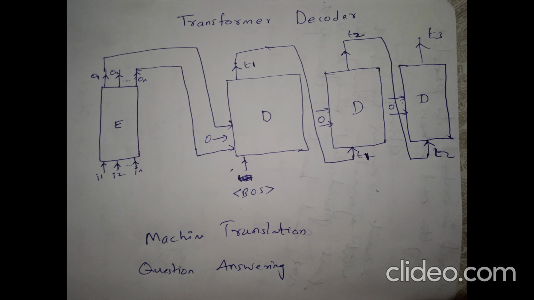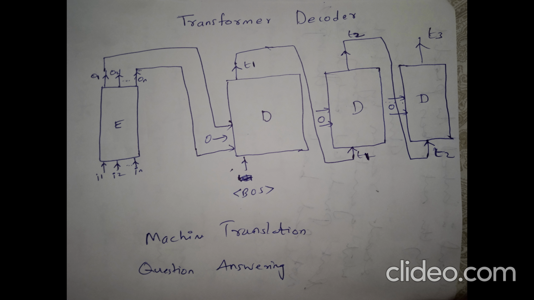The decoder operates in a stage by stage manner. The first decoder, D1, will take the output of the encoder plus a BOS tag, beginning of sentence tag, as input, and it will produce output T1. T1 will be given as input to the second decoder, and you will get the output T2. T2 will be fed as input to the third decoder, and so forth. For each decoding block, the output of the encoder is also given as input, and there is something called the cross encoder-decoder attention mechanism, which is the fundamental building block of the decoder.